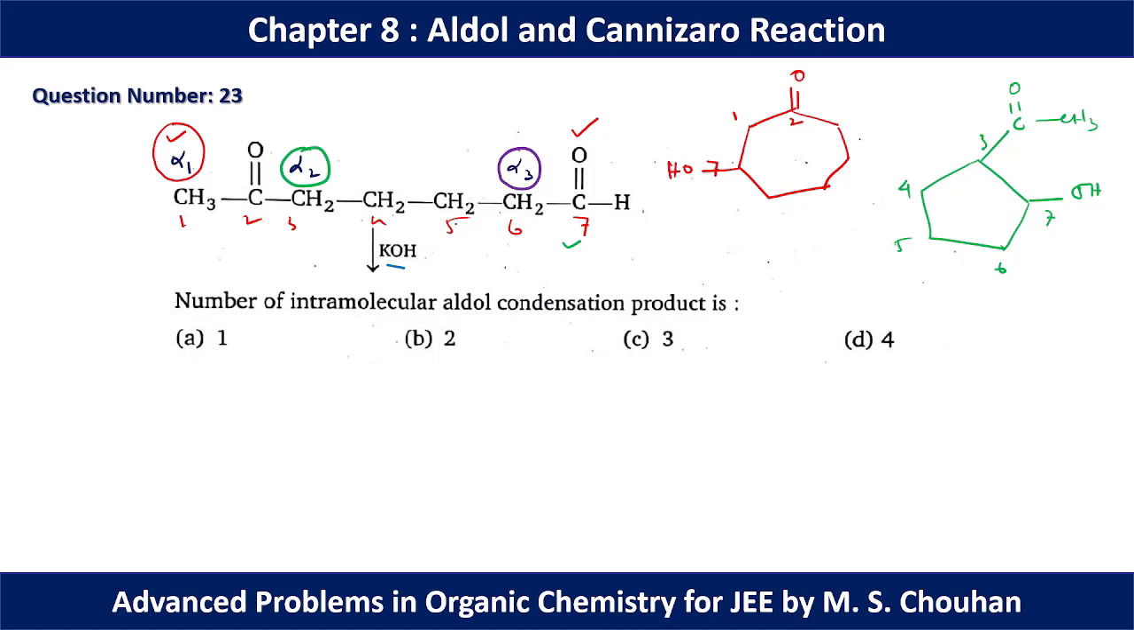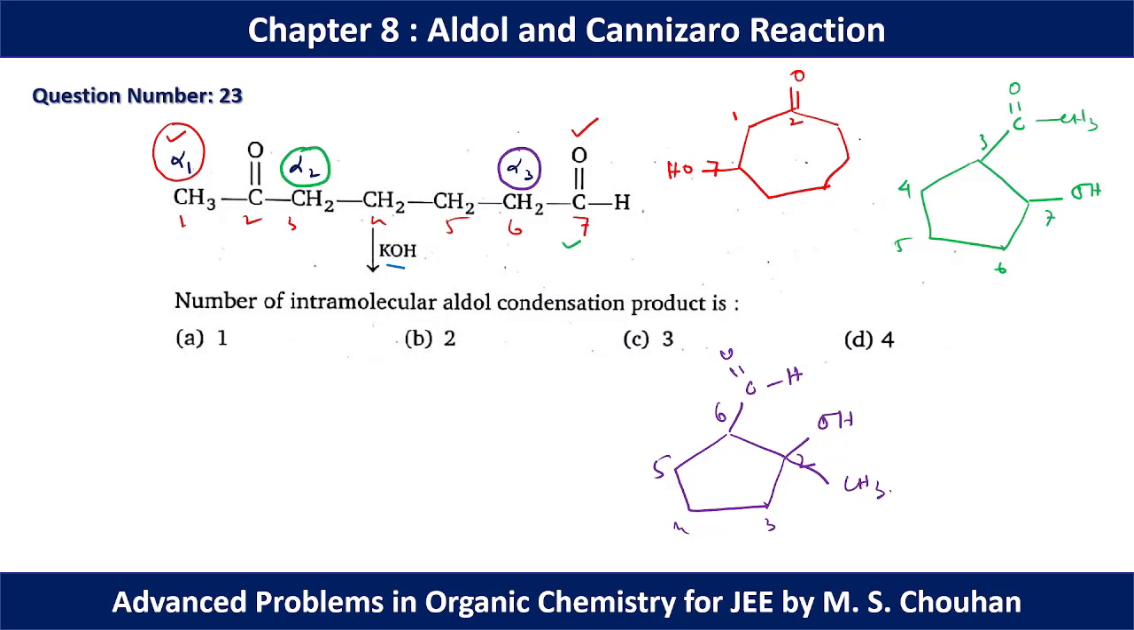We can have 1, 2, 3, 4, 5. Again a 5 member ring where 6 and 2 are attached. Now 6, 5, 4, 3. After 6 we have 7, and in the 7 position we have C double bond O, and in the 2 position we have OH along with CH3. So this is our final product.